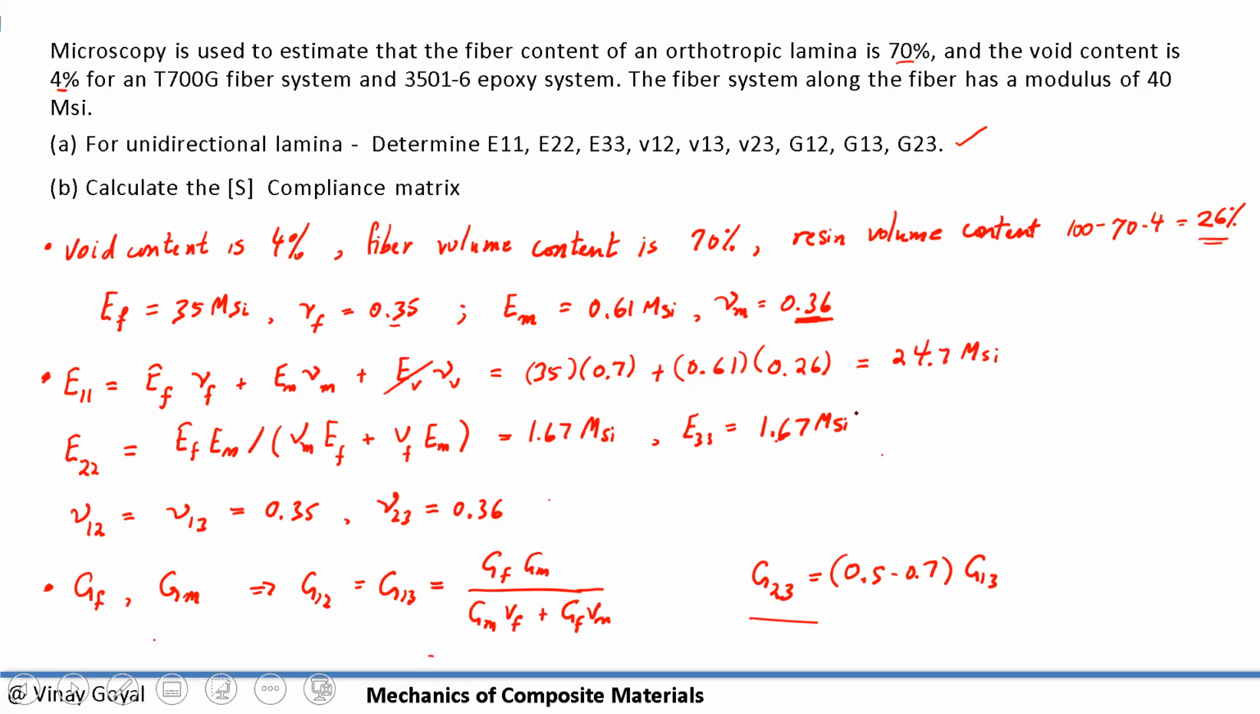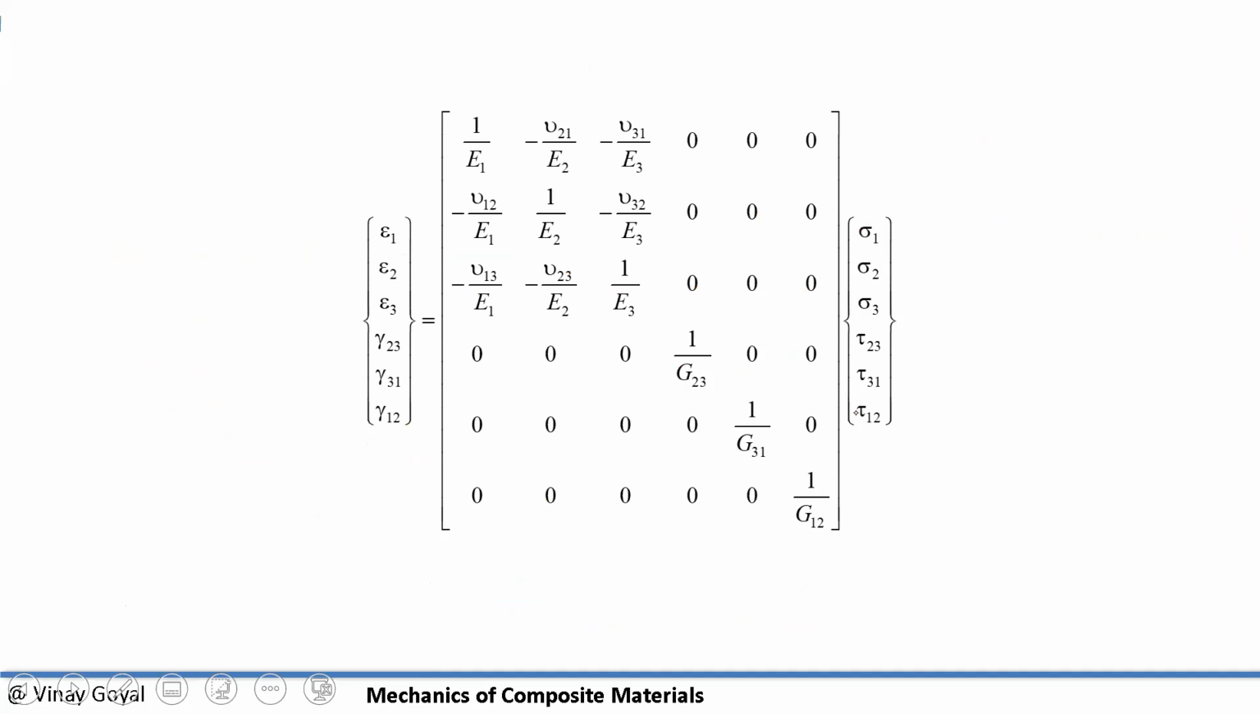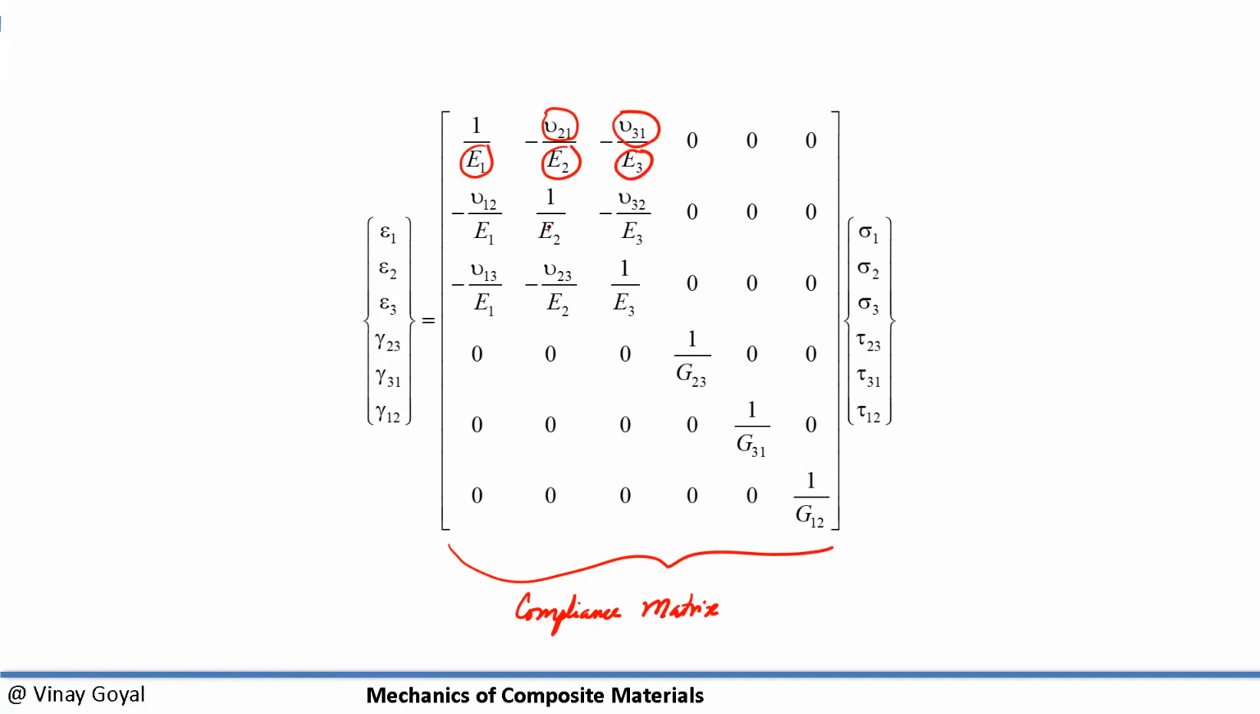So once I have all this information, and I'm asked to calculate the compliance matrix, all I have to do then is plug this in. I have them all. And it's an approximation. With no test data, you're able to get something going.